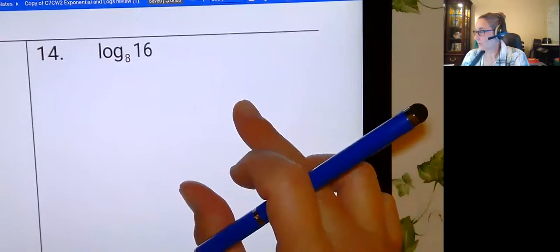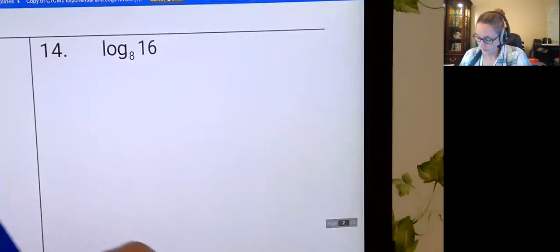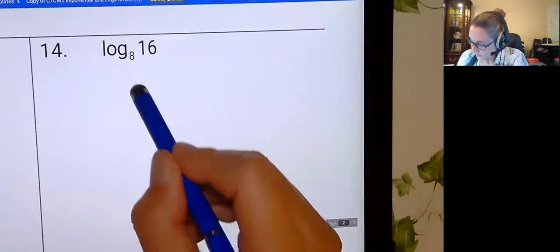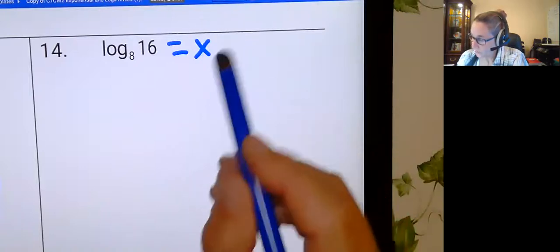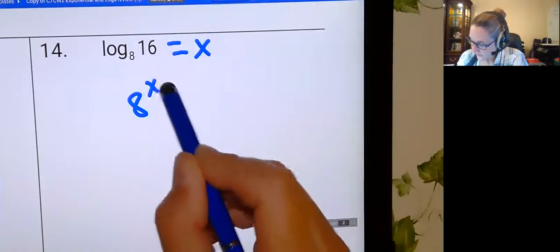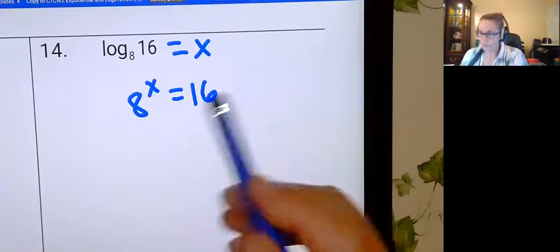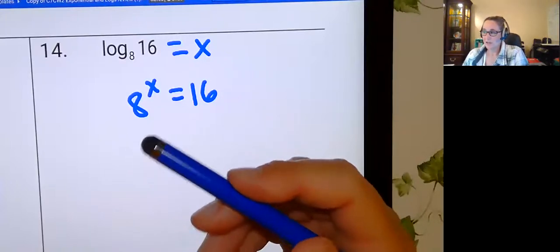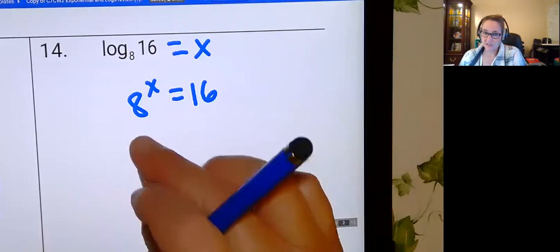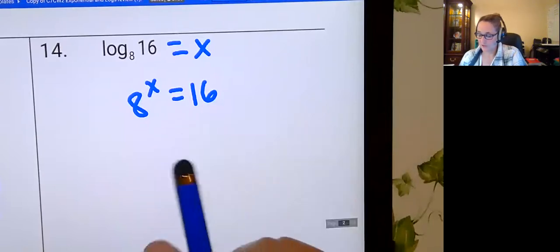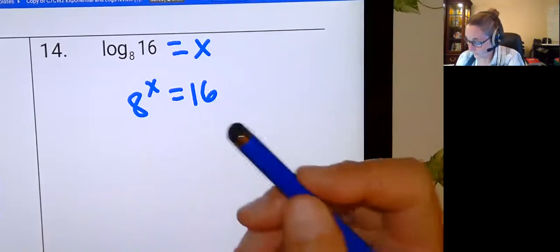Okay, number 14. So on 14, again, we can think about this being x. We're trying to find it. 8 to the x equals 16. This one I'm going to have to do a little work on because 8 to no nice power gives me 16, because 8 to the first is 8. 8 to the second is 64. I'm already beyond 16. So I know it has to be 1 point something.